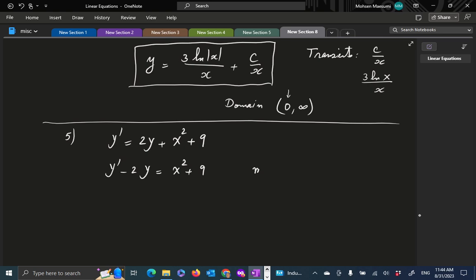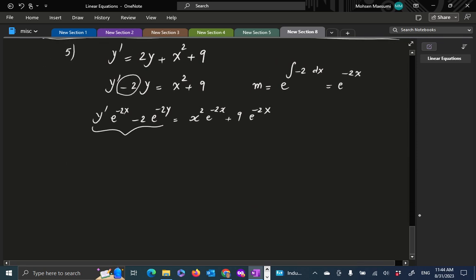What is m? Well, the exponential of the integral of this coefficient. Don't forget the sign. So minus 2 dx. So that's the exponential of minus 2x. So I'm multiplying both sides by the exponential of minus 2x. y prime minus 2y times the exponential of minus 2x is equal to x squared exponential of minus 2x plus 9 exponential of minus 2x.